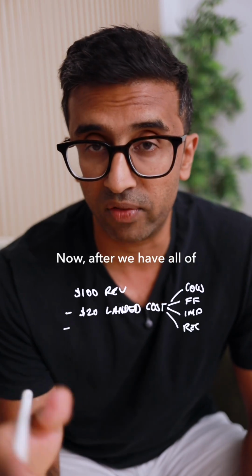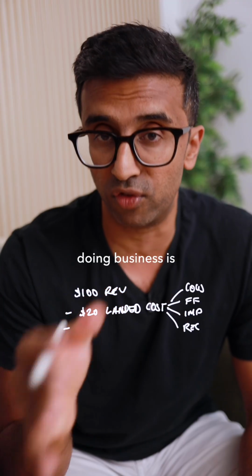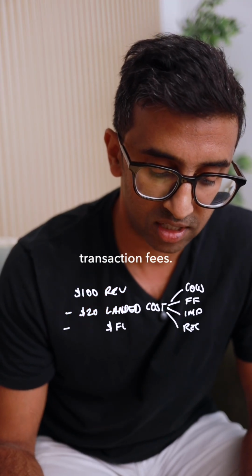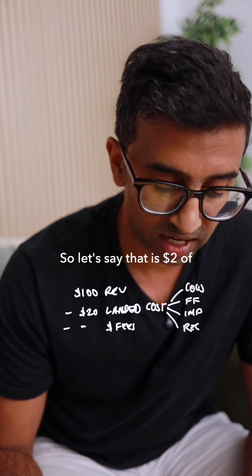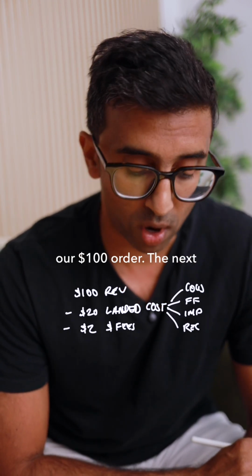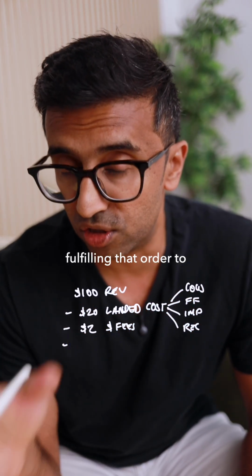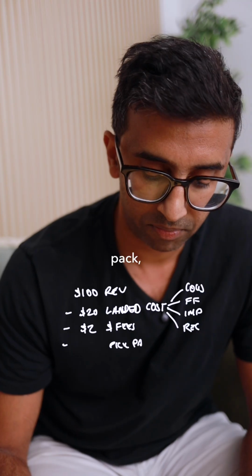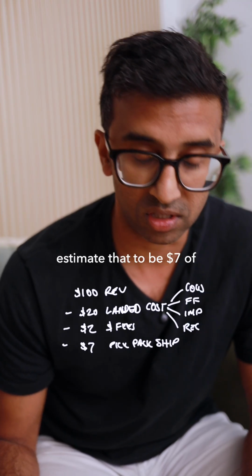Now, after we have all of our inventory ready to sell, the next cost of doing business is converting the order, and that means transaction fees. And so they're going to help themselves to around 2%. So let's say that is $2 of our $100 order. The next cost of business is fulfilling that order to the customer. So that means pick, pack, ship, and I'm going to estimate that to be $7 of our margin.